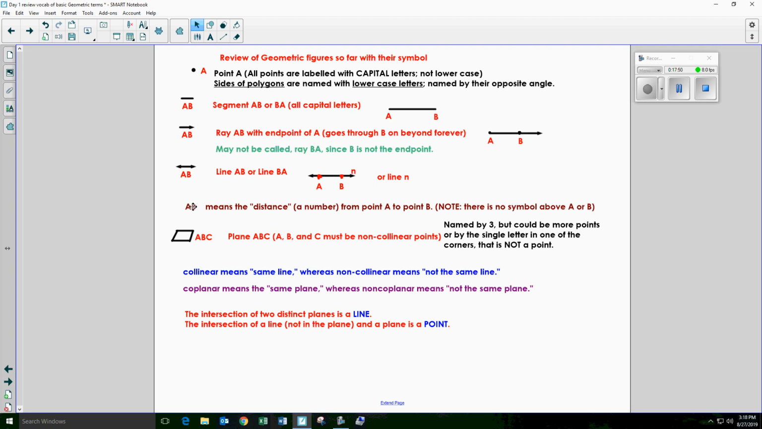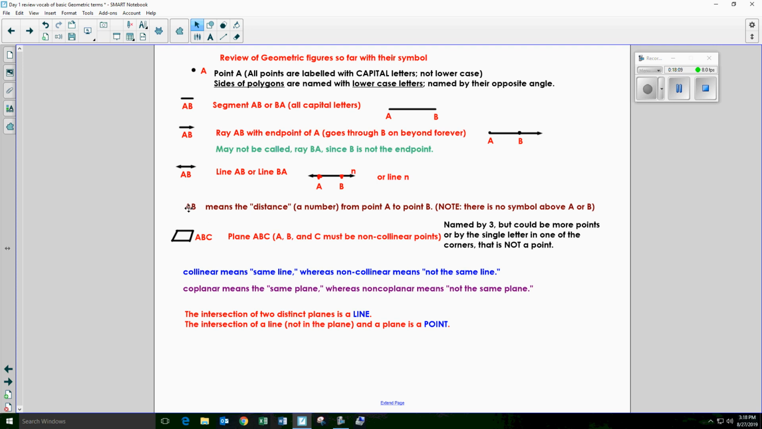It's the distance from A to B. Okay? There is no symbol above it. This is the most missed question all throughout geometry when it comes to these symbols right here. People forget over and over that this is a number, and then they don't understand what they're looking for because they don't know how to read this.